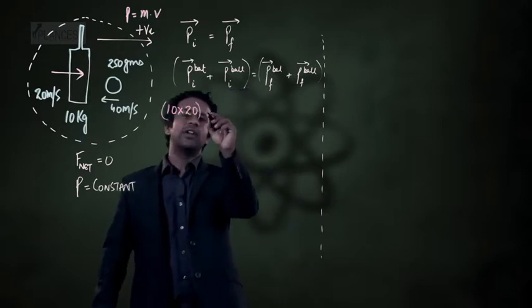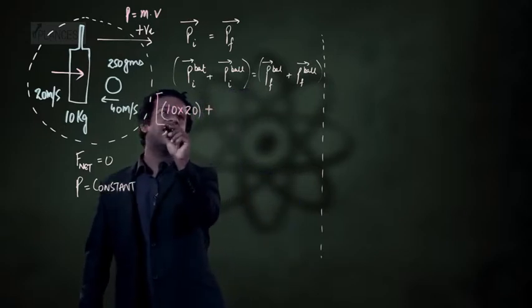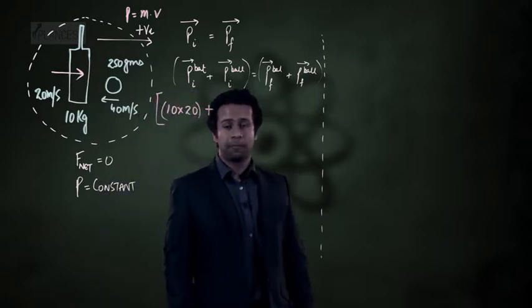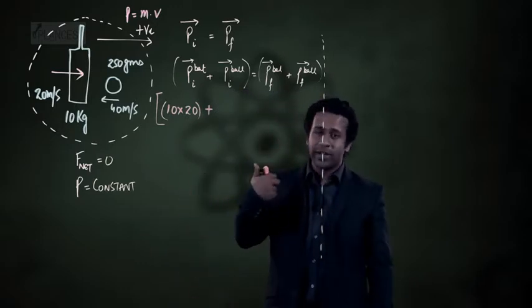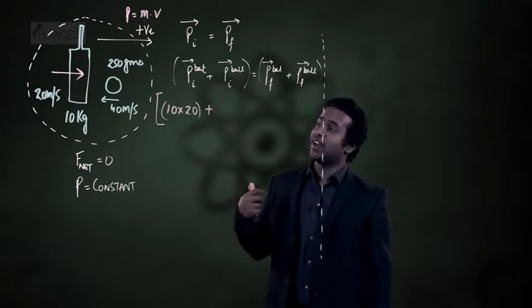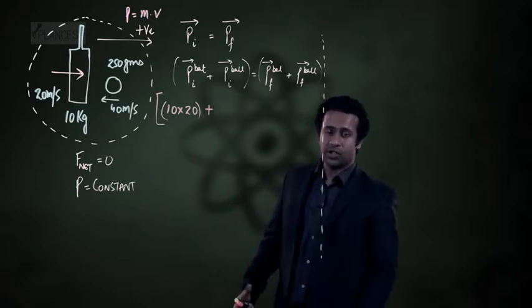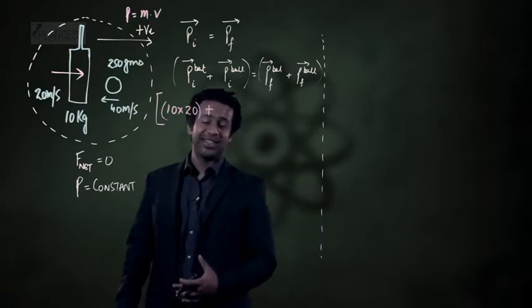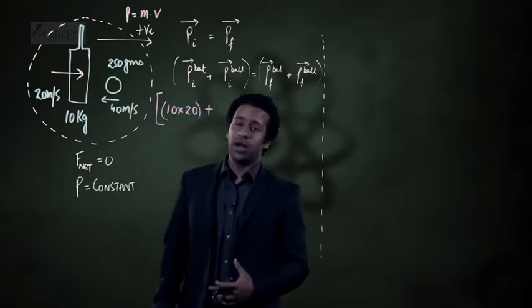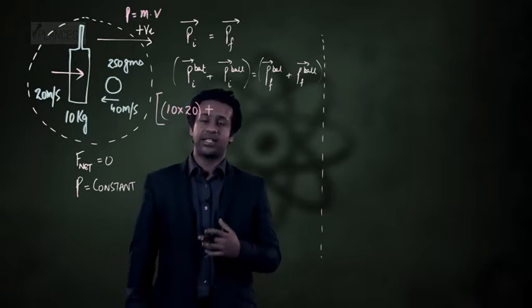Moving to the second term, that is the initial momentum of the ball. Now the ball is moving with 40 meters per second and it is moving towards the left. Now this is the direction opposite to the one we have assumed as positive. So we would say that the initial velocity of the ball is minus 40 meters per second.